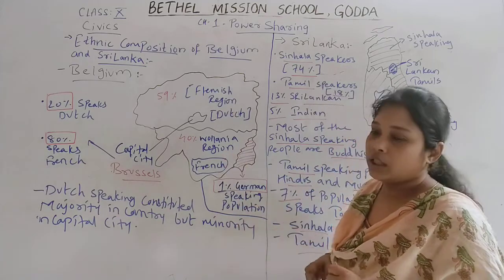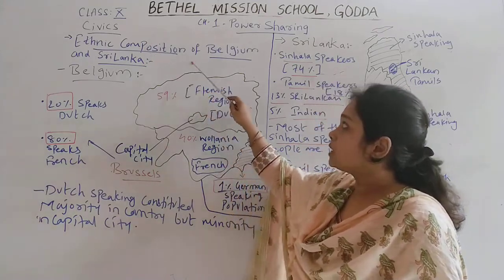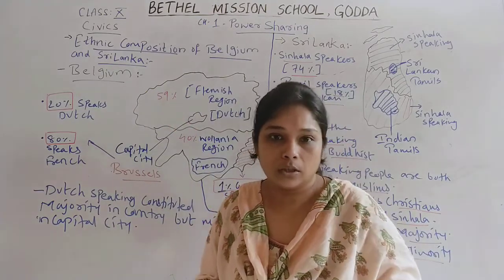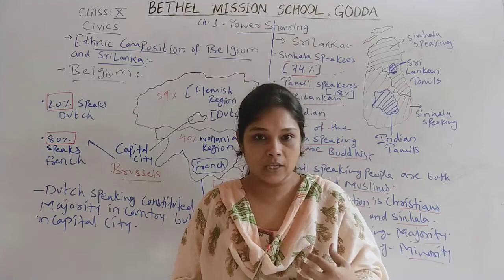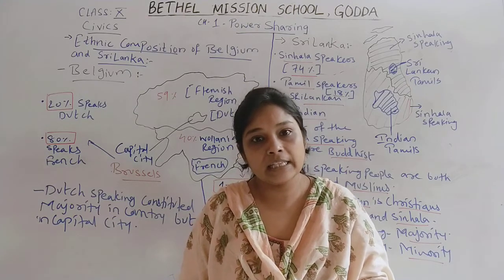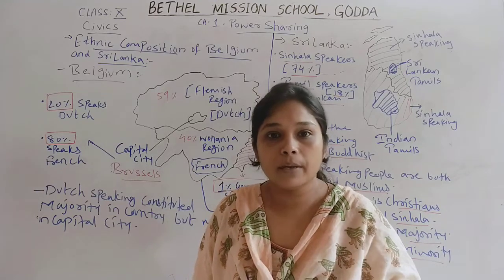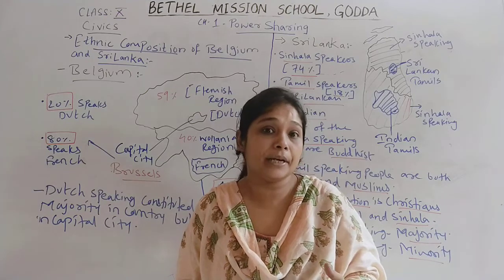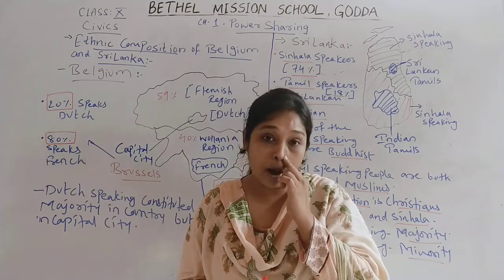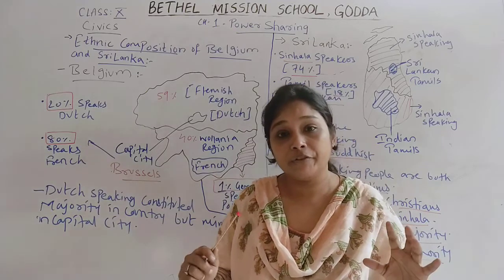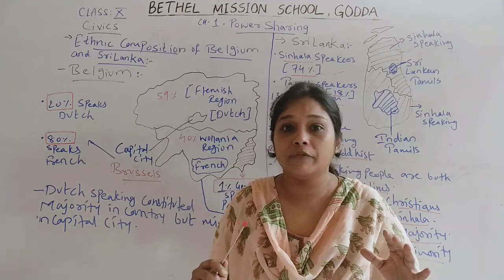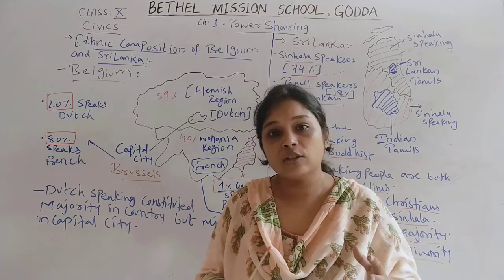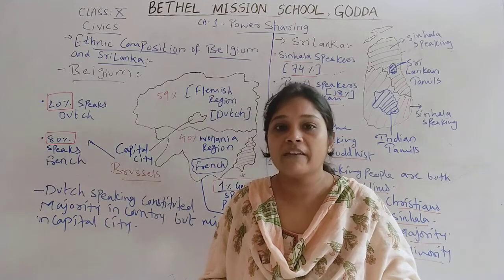So to start with, the first topic is the ethnic composition of Belgium and Sri Lanka. Now what is ethnic composition? See, as we live in India, we say that India has unity in diversity. What do we mean by unity in diversity? We say that India is a secular country. Why are we saying that? Because in India we have different kinds of people who speak different languages, who have different religions, different cultures and values. That means we have unity in diversity.